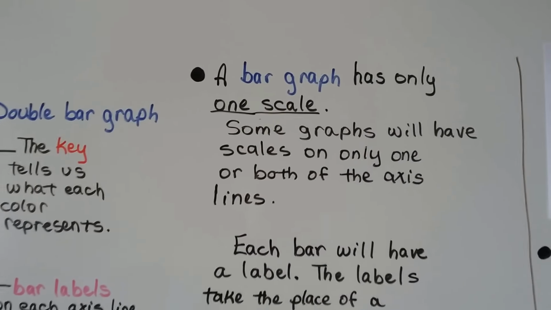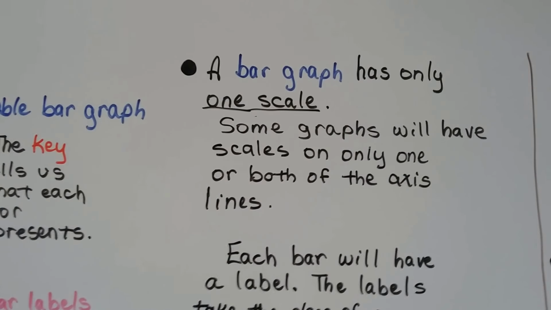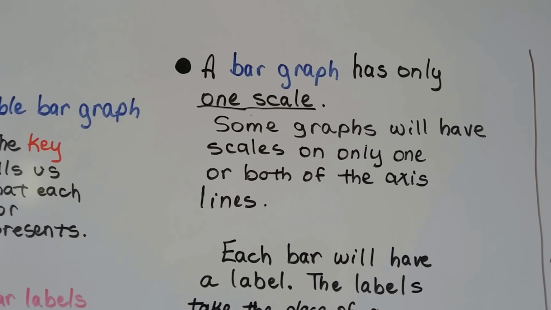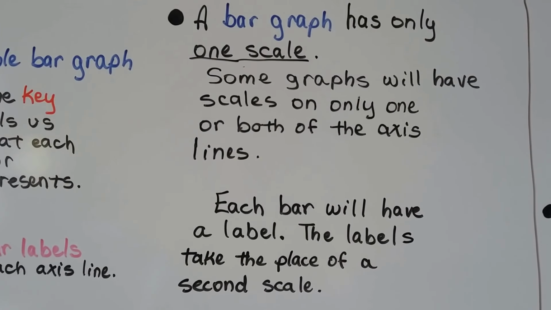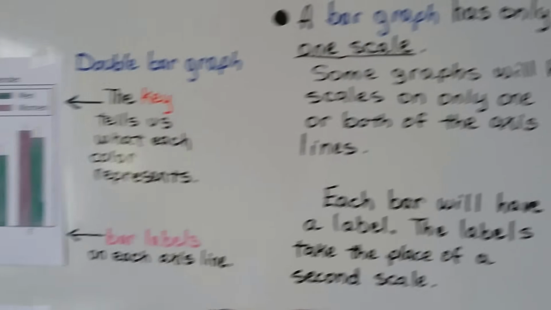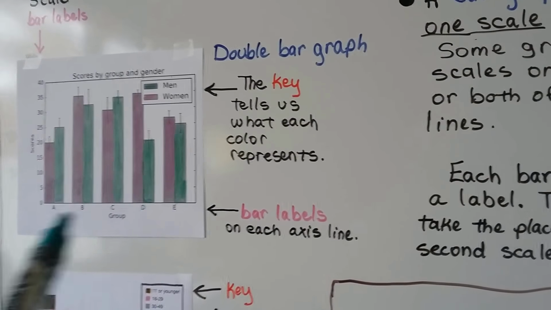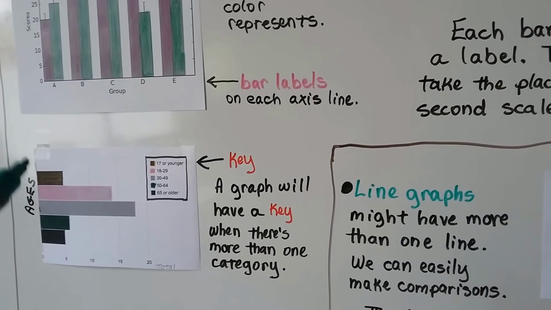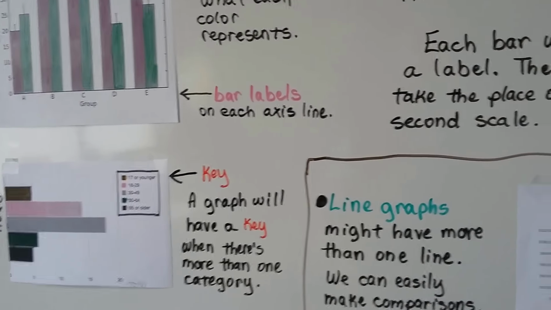So some graphs will have scales on only one axis line, like a bar graph, or on both of the axis lines, like a line graph. And each bar will have a label, and the labels take the place of the second scale. So this label of groups here is taking the place of a second scale. And this label of ages is taking the place of the second scale, see?